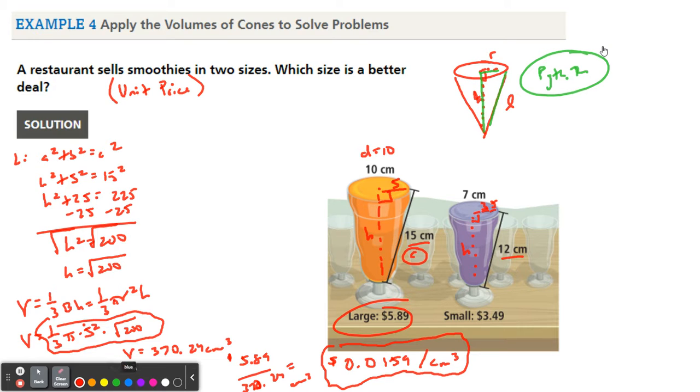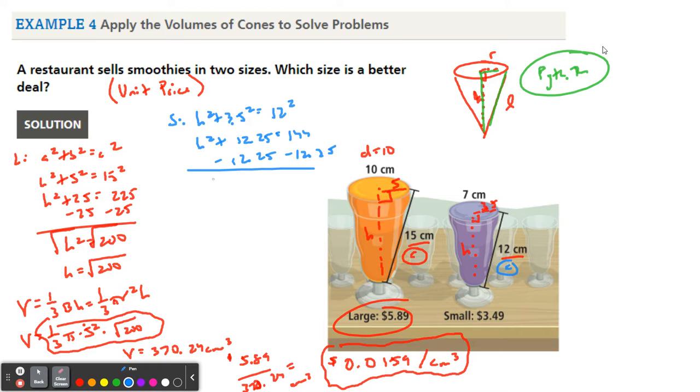Okay, and now let's move on. I'll do it in blue to the small smoothie, right? For the small smoothie, you can use Pythagorean Theorem. Let 12 be your C. So we're going to do h squared plus 3.5 squared equals 12 squared. That is h squared plus 12.25 equals 144. We're going to subtract 12.25 on both sides to get h squared equals 131.75. And we'll take the square root, and again, I'll just leave that alone because it's not a nice number. So h equals the square root of 131.75.